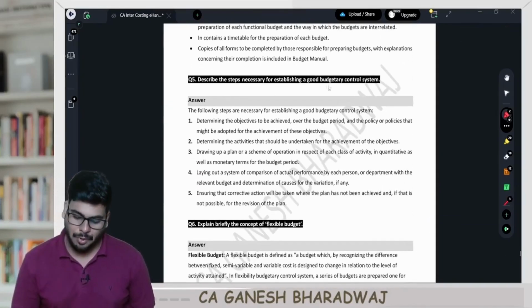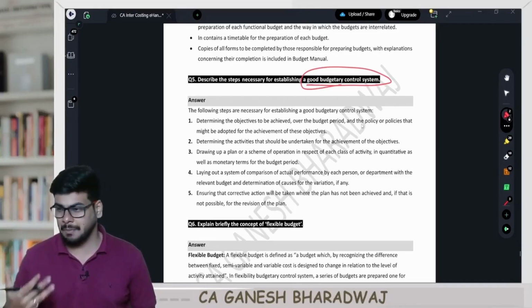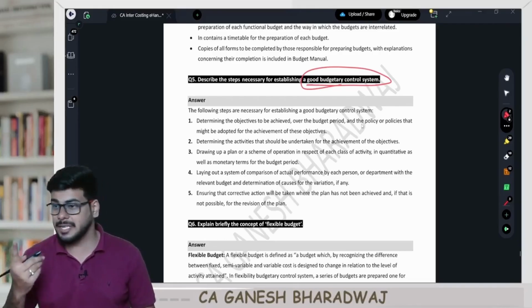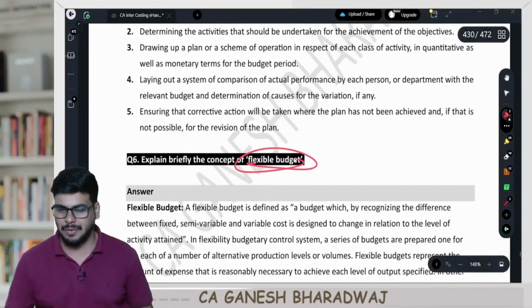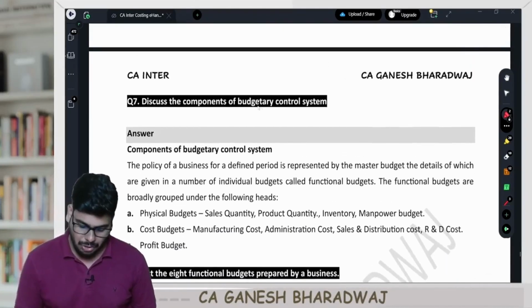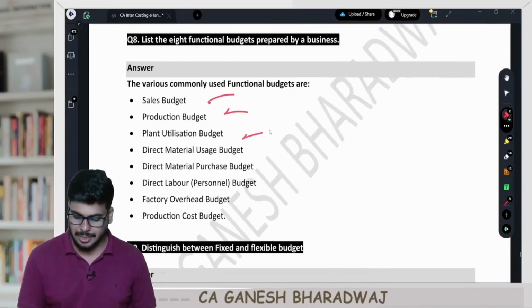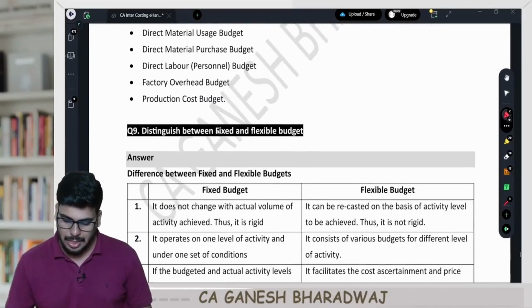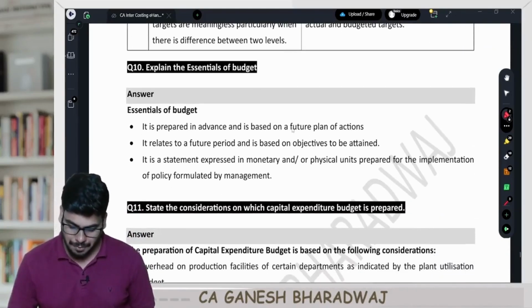Describe the steps necessary for establishing a good budgetary control system, right? So again, some very generic points. Give it a reading and that's about it. And there is not much of value addition where I can explain and all this. Zero-based budgeting, those concepts require explanation. This is not a very great thing. Again, flexible budget, we all know what's a flexible budget, right? Flexing it for different output levels, right? Then discuss the components of budgetary control system. Then list 8 functional budgets prepared by a company. You can just list it out. They've just asked you to list it. You can just mention. And distinguish between fixed and flexible. Again, that's something that we've done. Explain the essentials of a budget. So what all it should have. It should be based on future plan of actions.